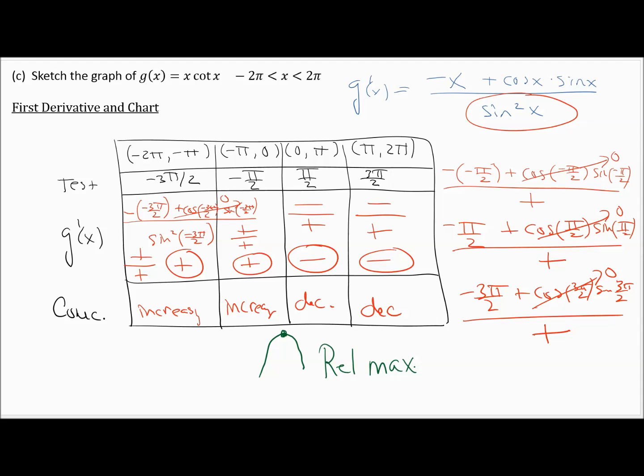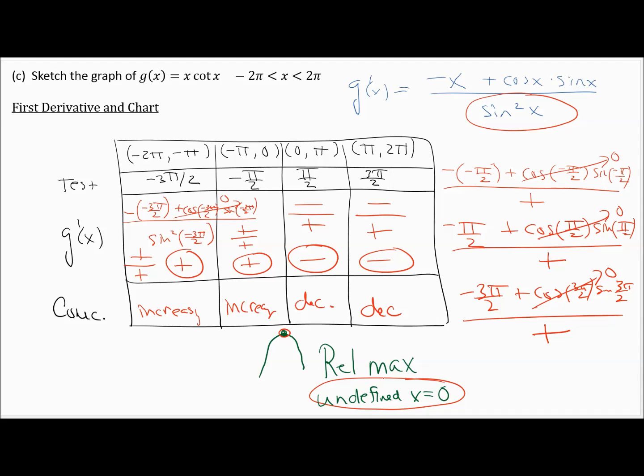But then you've got to remember that this function is undefined at x equals 0. Remember, we talked about that. At x equals 0, we have a hole in the graph. So it looks like a relative max, more than likely, but there's actually an open circle right there where we would have a relative max, because the function is undefined at x equals 0. So this is a pretty interesting graph.